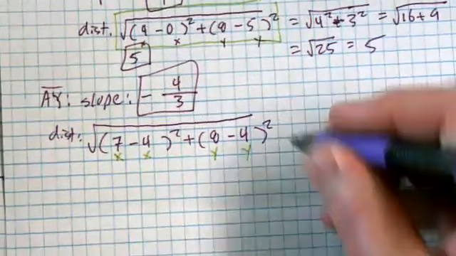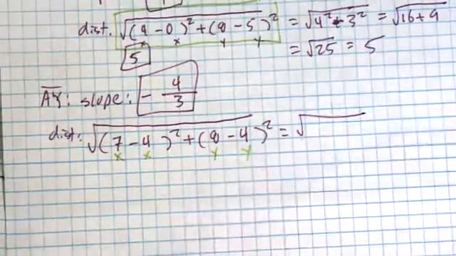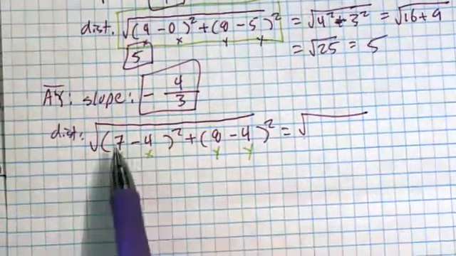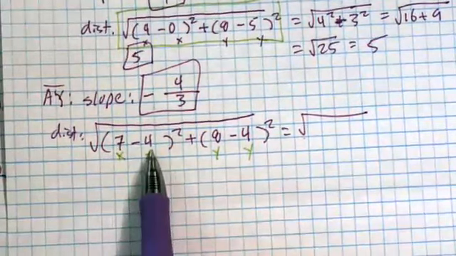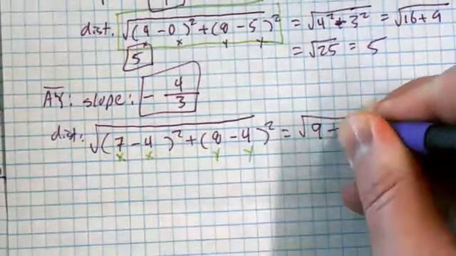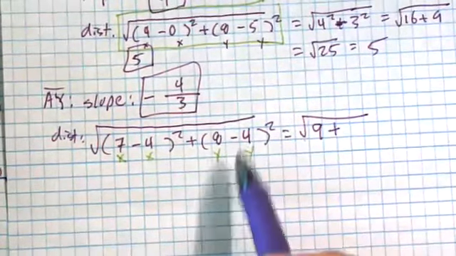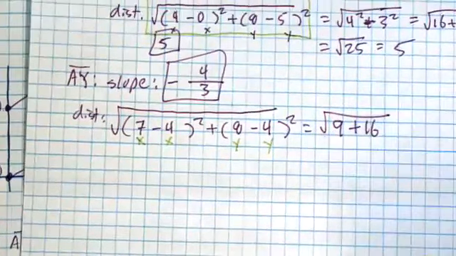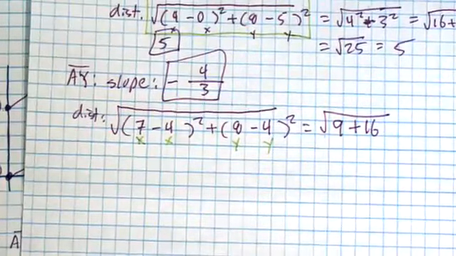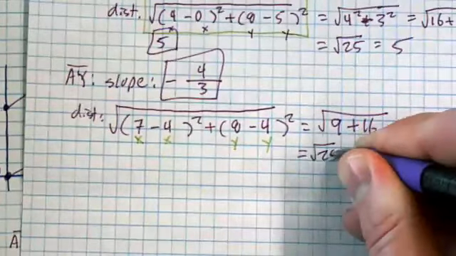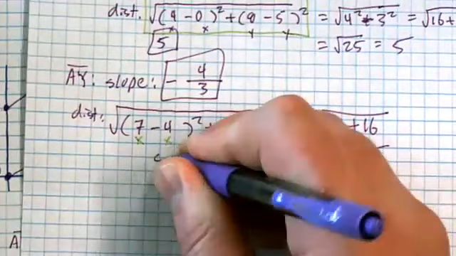So we'll go ahead and simplify that. I'm going to do a little shortcut on this. I'm going to do some math in my head. 7 minus 4 is 3. And then I'm going to square that. 3 squared is 9. 8 minus 4 is 4. And I'm going to square that. 4 squared is 16. 9 plus 16 is 25. And the square root of 25 is 5. So we found a length of 5 again.